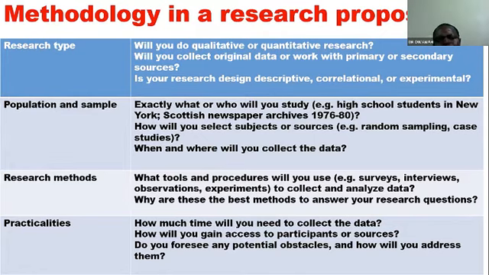So you tell us the people you want to study. Now, how will you select subjects or sources? Is it by random sampling, by case studies, stratified sampling? How do you want to do this? You need to tell us. When and where will you collect the data? Are you collecting in the rainy season? Are you collecting during the dry season? You must tell us also.